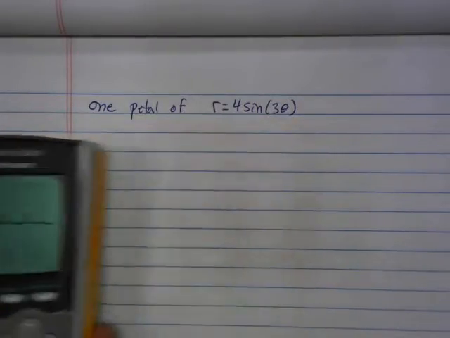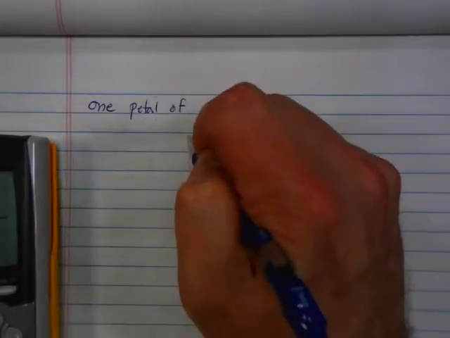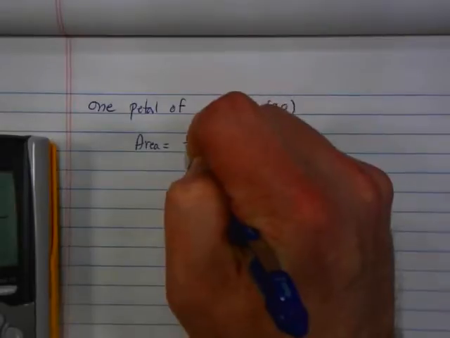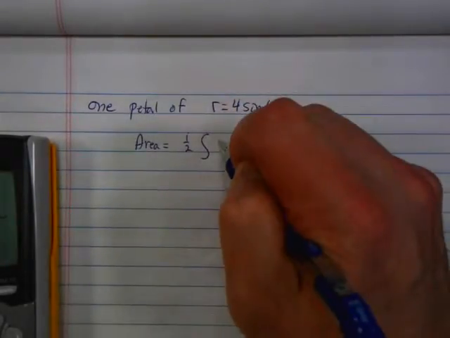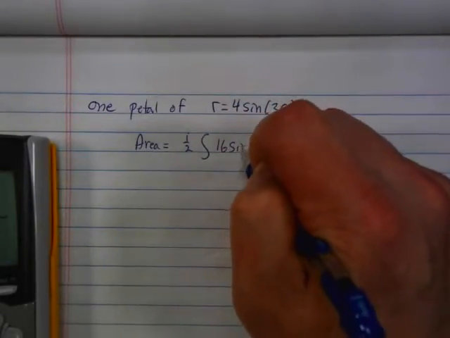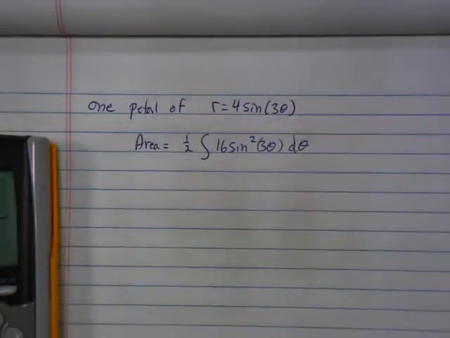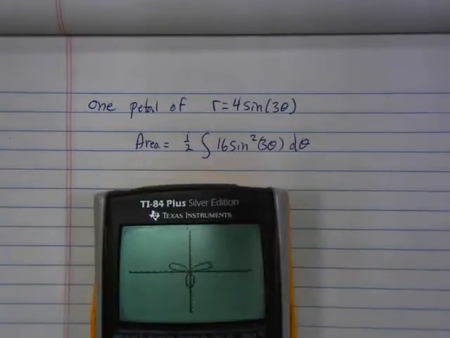My answer is the area. Most of it's fairly simple: 1/2 the integral of my radius squared, so that's going to be 16 sine squared 3 theta d theta. The only question is, what should my bounds of integration be so that I only get 1 petal? 0 to pi? 0 to what? Pi halves. 0 to pi halves.